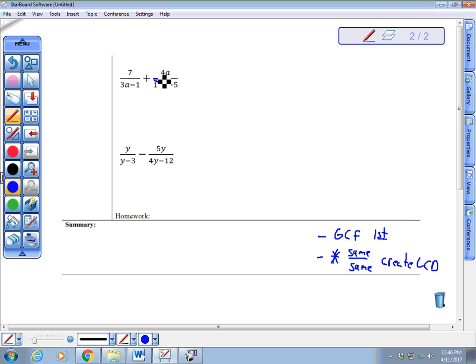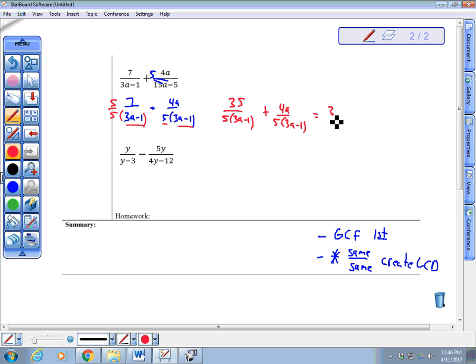This one here, if I took out a 5, I would be left with 7 over 3a minus 1, plus 4a over 5 taken out leaves me with 3a minus 1. They both have a 3a minus 1. This one has a 5, this one needs one, so I'm going to go 5 over 5 to get 35 on top, and then 5 times 3a minus 1 on the bottom, plus 4a over 5 and 3a minus 1.